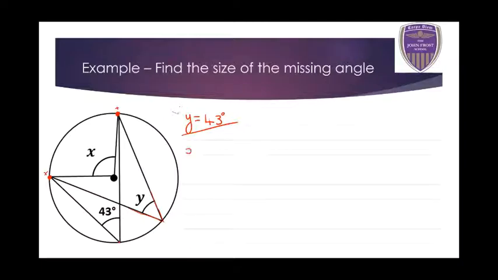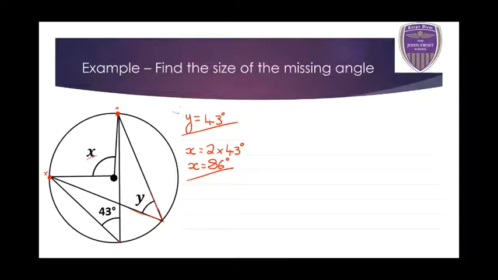But now we need to solve for x. Now, the rule from the last lesson was angles at the center of a circle are always twice as big as the angles at the edge of the circle. So we know that x is going to be twice as big as y. And we know that y is 43. So we know that x is going to be 2 times 43 degrees. So that means that x is equal to 86 degrees. Okay? And that is your final answer for x.